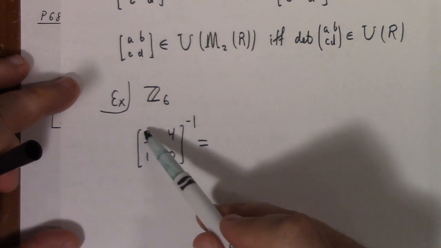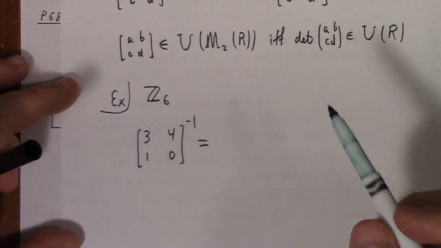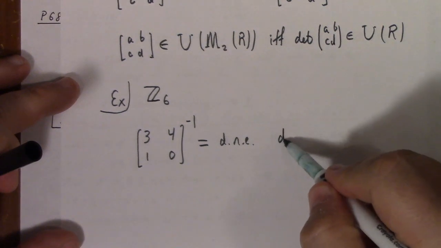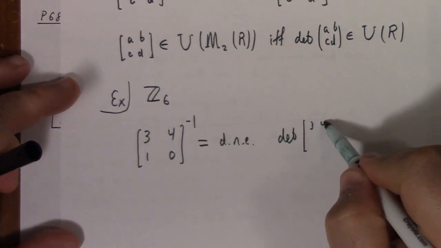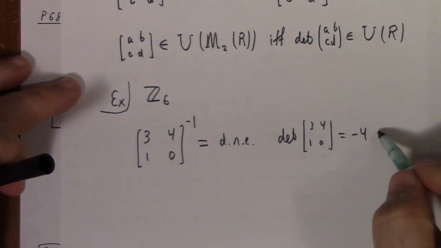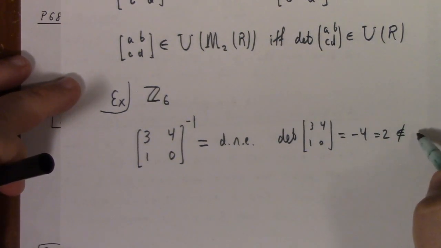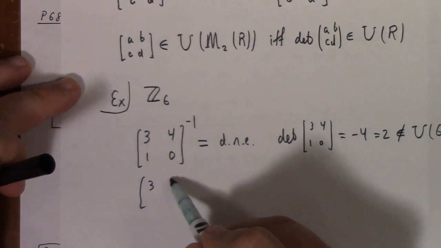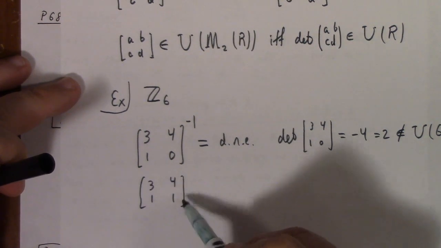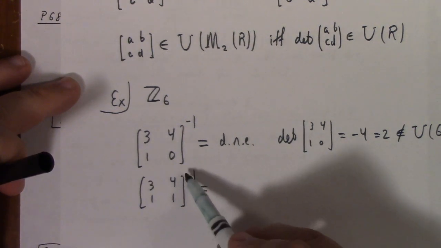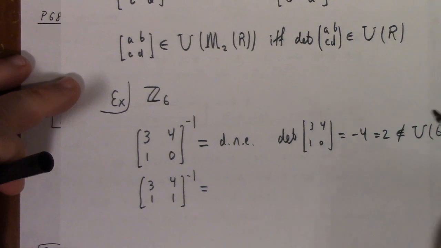3 times 0 minus 4, the determinant, and so the answer is: does not exist, because the determinant of 3, 4, 1, 0 is minus 4, which is, by the way, equal to 2, which is not an element of the group of units of order 6, right? Now, on the other hand, if I had 3, 4, 1, 1, then that inverse would exist, because this has determinant 3 minus 4, which is minus 1. Minus 1 is always a unit.